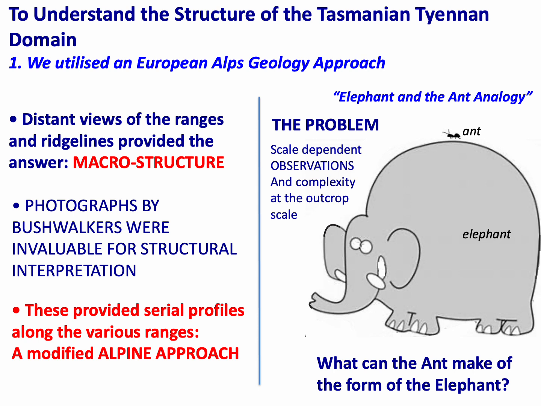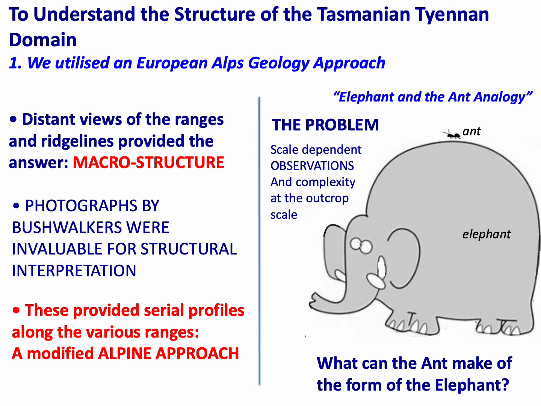It is like the analogy of the ant on the elephant. What can the tiny ant make of or understand the gross form of the elephant? As a consequence, the bigger structural picture of the Tyennan had remained elusive.